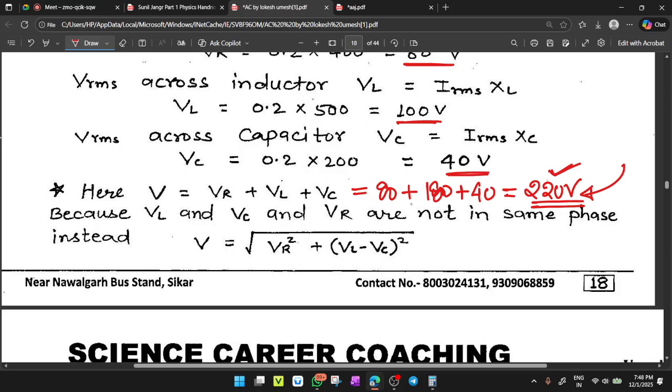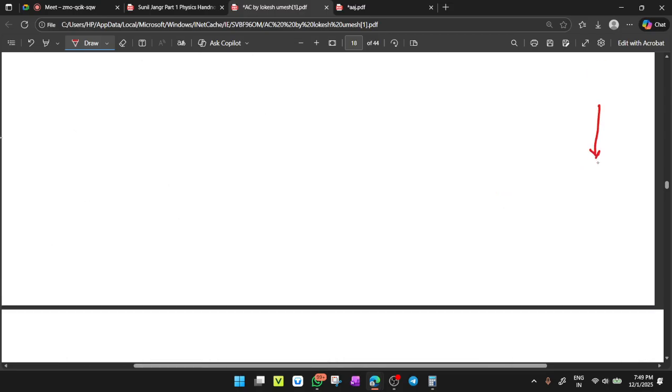Actually, we have avoided something here. We have not considered the phase relationship. VL and VC are 180 degrees out of phase. VL is going upside and VC is going downside.